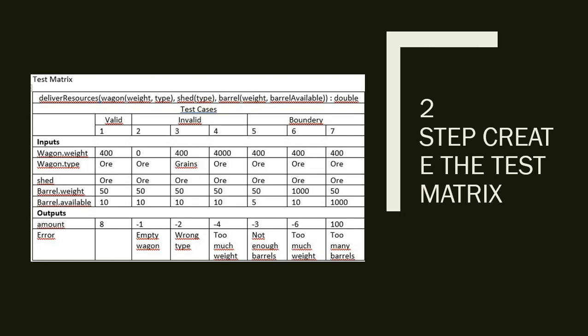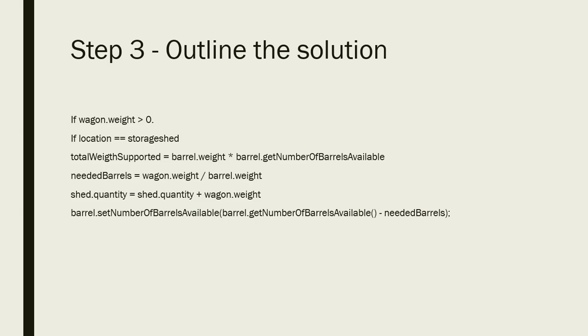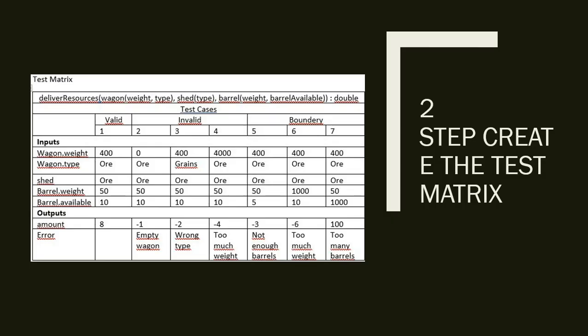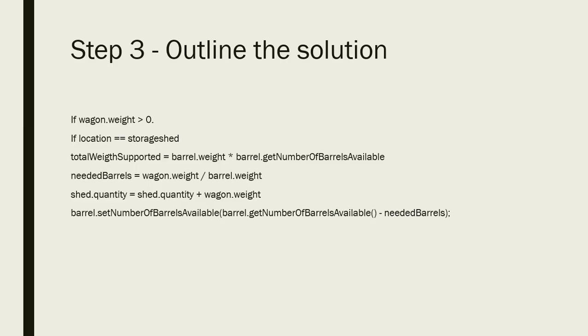In the right column, we have the inputs. We also have the outputs, the returning value, and the error messages. Then we're going to have our valid cases, invalid cases, and the boundary cases.